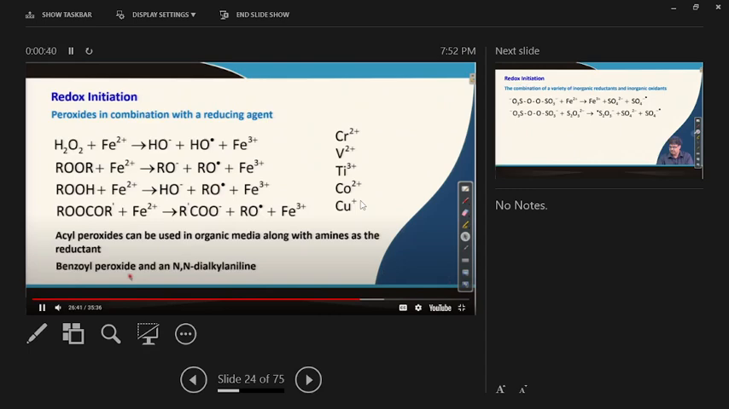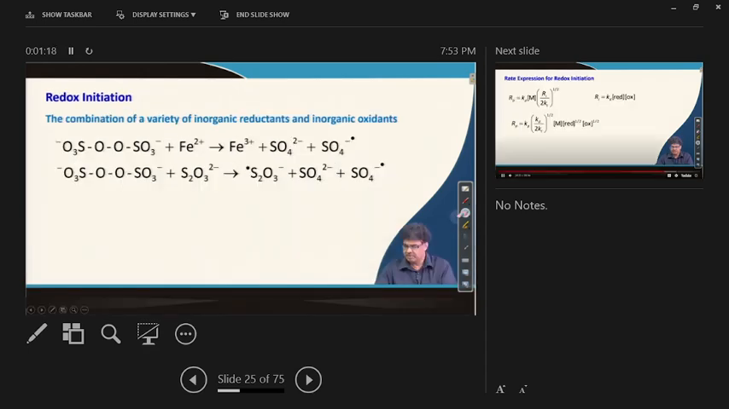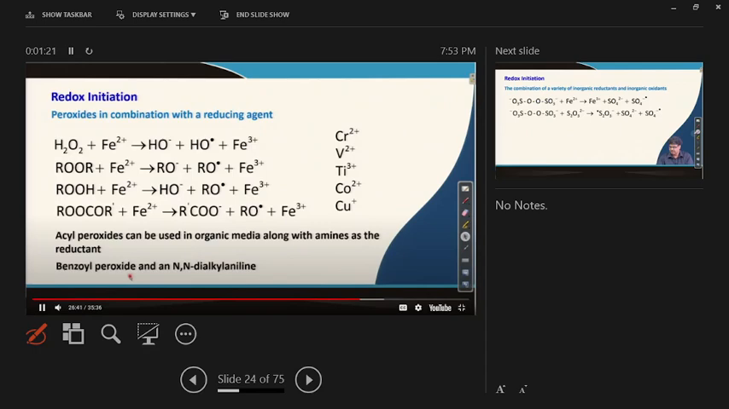See, peroxide is already used for radical formation by thermal initiation also. And hydrogen peroxide, H2O2, can be used for formation of radicals by this reaction. See, this is the OH minus. We can write it like that. Just a minute. Okay, so it is like that.